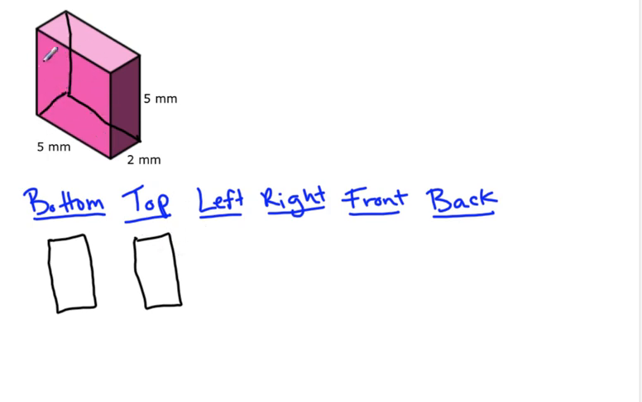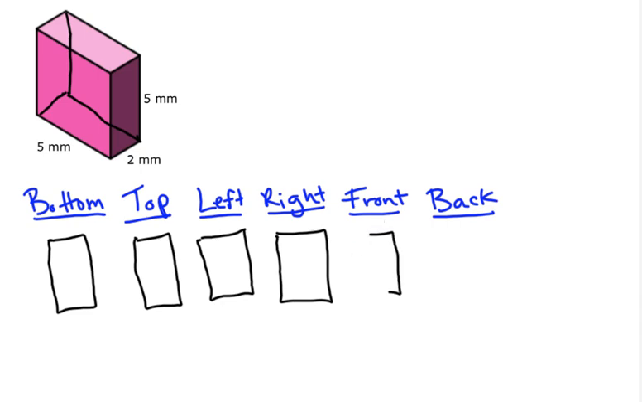And then the left-hand side is the one we can see. So that is a rectangle again. And the right is also a rectangle, hence the word rectangular prism. And then the front is a thinner rectangle, and the back is also a thinner rectangle. So let's put some dimensions to all of these rectangles.